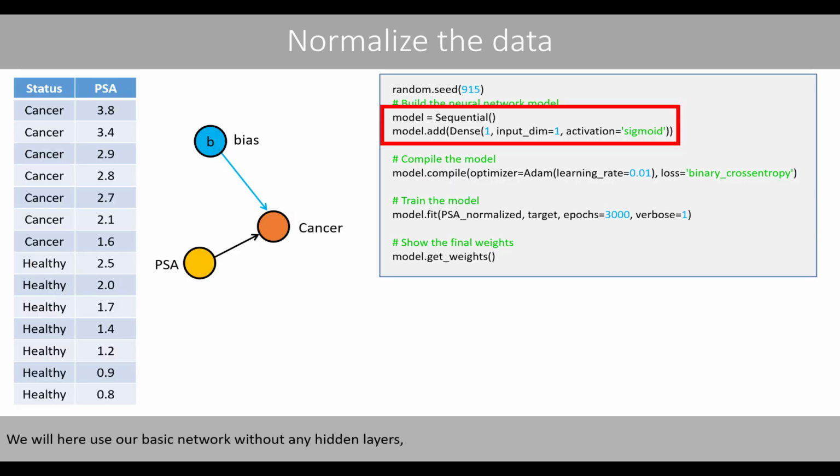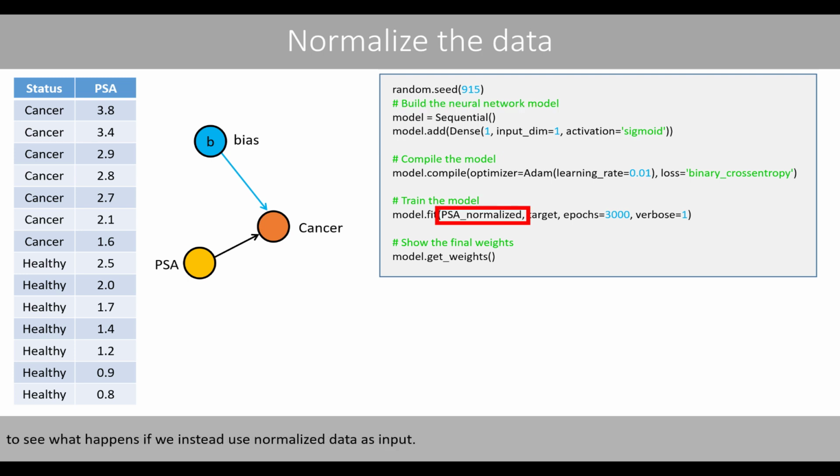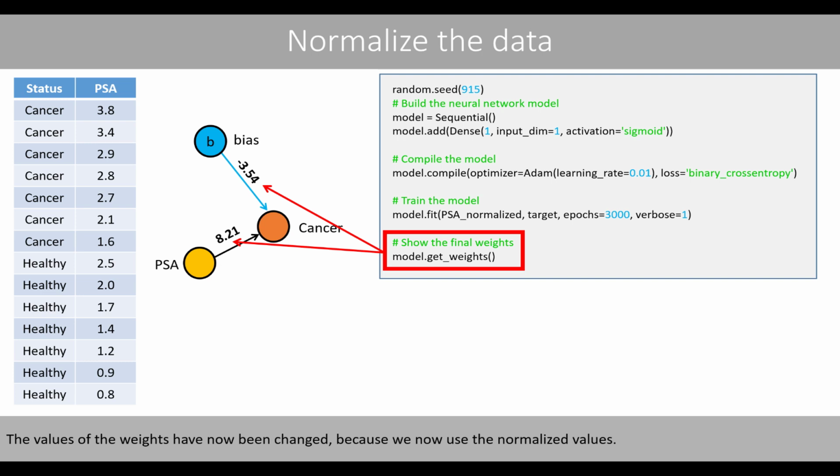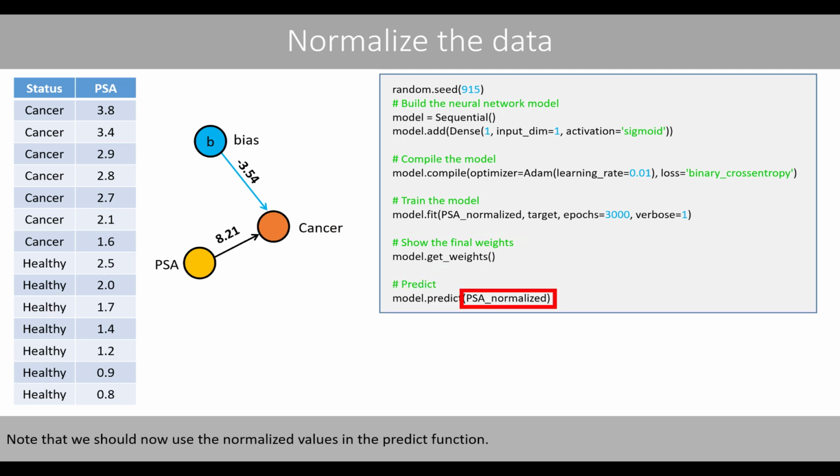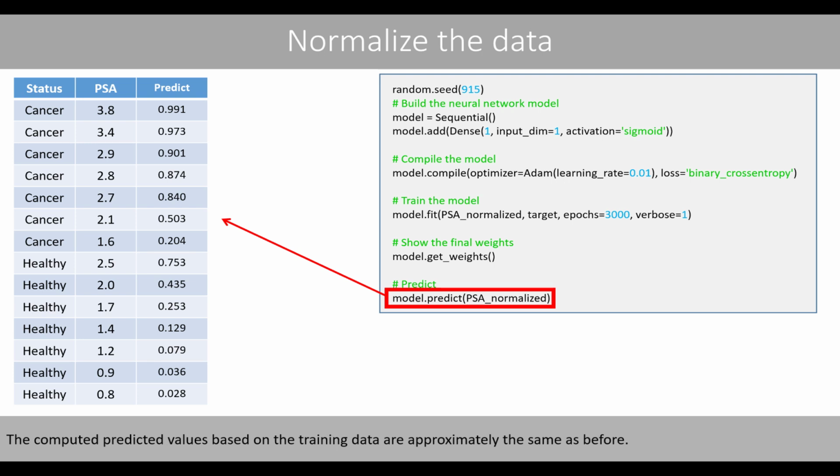We will here use our basic network without any hidden layers to see what happens if we instead use normalized data as input. The values of the weights have now been changed because we now use the normalized data. Note that we should now use the normalized values in the predict function. The computed predicted values based on the training data are approximately the same as before.